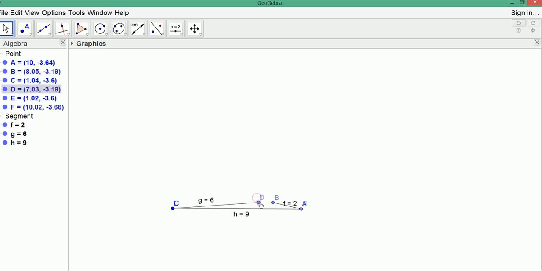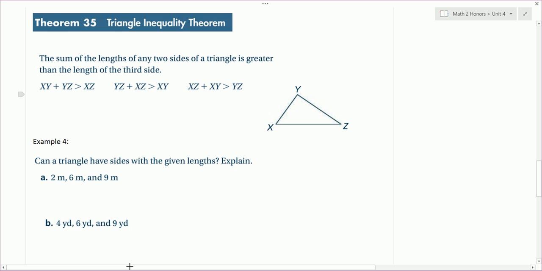So there's something wrong here, right? There's no way to connect these lengths because 9 is too long. 6 plus 2 doesn't even reach the 9. And that's what our triangle inequality is saying. The two smaller sides have to be bigger than the largest side for this to work. And so we're going to say no here, since the sum of our two smaller sides is less than our largest side. We're using that triangle inequality theorem.